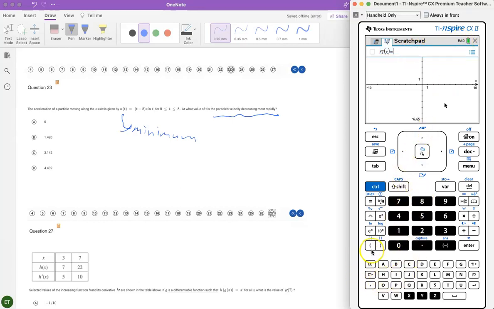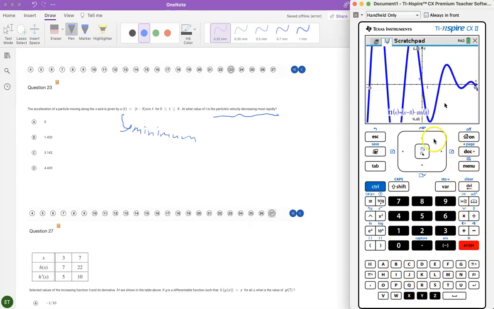I could just put in my function. I'll just use x, which is the standard input. x minus 8 times trig sine of x. If I hit enter, you can see where it is decreasing most rapidly. It looks like the minimum between 0 and 8 is going to be down here.